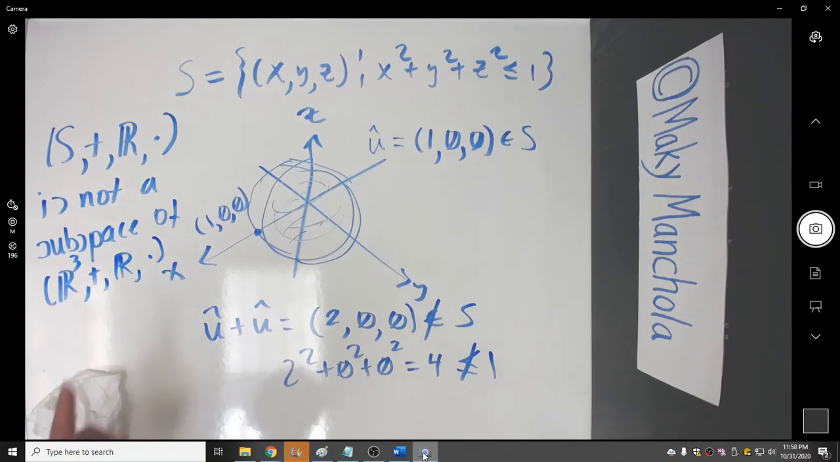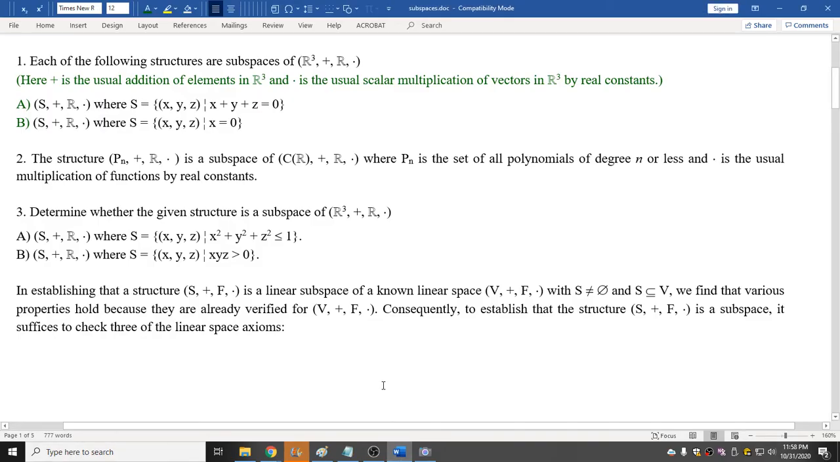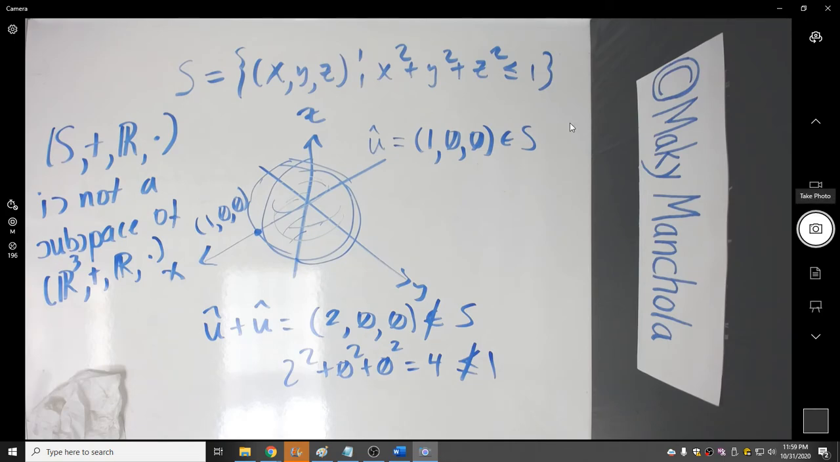Because one of the subspace properties is not satisfied. Okay, another one, the structure S plus R dot, where S consists of triples X, Y, Z such that the product XYZ is greater than 0. I can immediately see that this is not a subspace. Just think about which of the subspace properties cannot be satisfied.